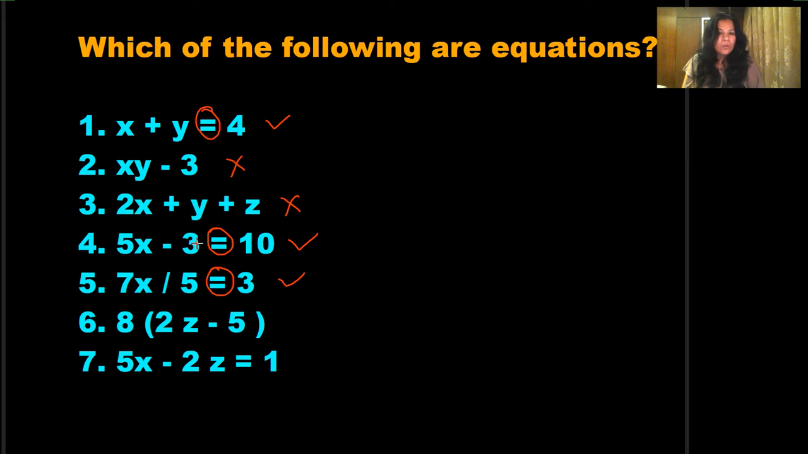What about the sixth one? No, this is not an equation. Why? Because there is no equal sign. What about the last one? Yes, it is an equation. Why? Because there is again an equal sign. There is a left hand side, there is a right hand side. So yes, this is an equation, children.